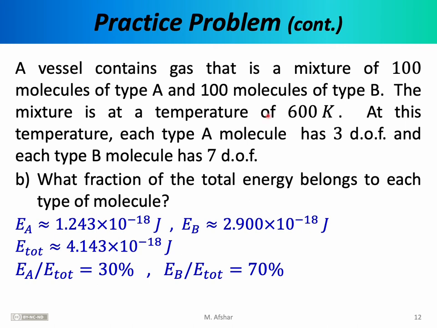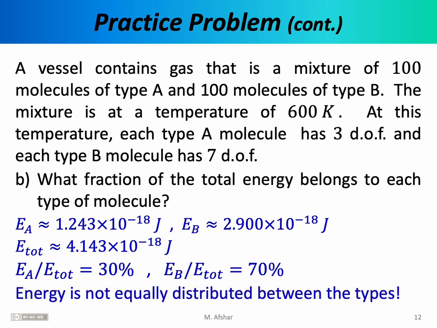This is interesting because the number of type A molecules is equal to the number of type B molecules. Since there are 100 molecules of each type, naively you might expect that each type has exactly 50% of the total energy. However, that's not the case because the two types have different degrees of freedom. Type B molecules have more degrees of freedom, so they possess more energy at a given temperature. If energy were wealth and these molecules were people, we would say that the energy is not equally distributed between the two types of molecules.